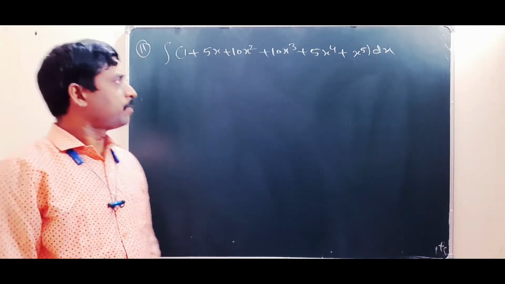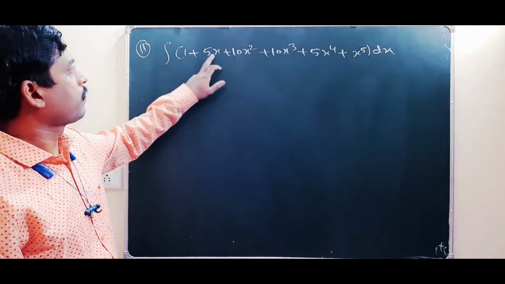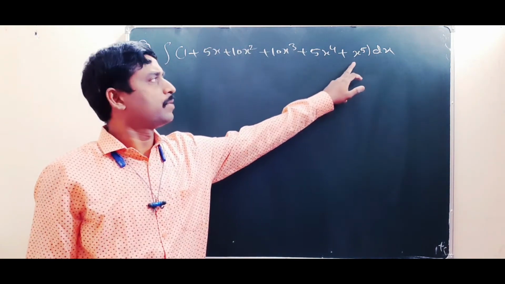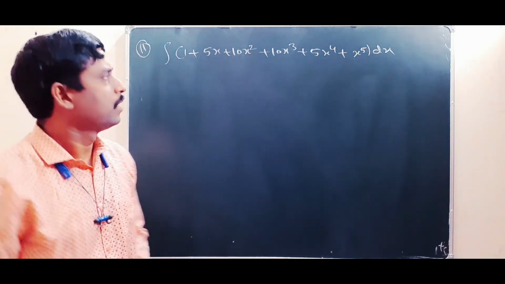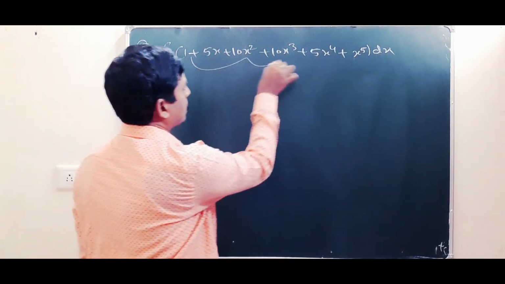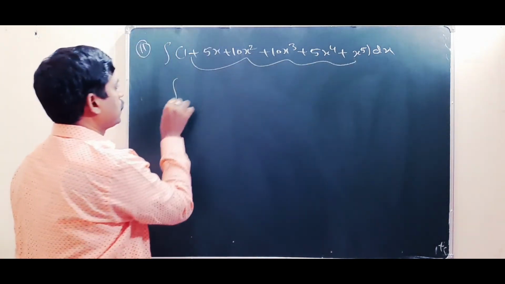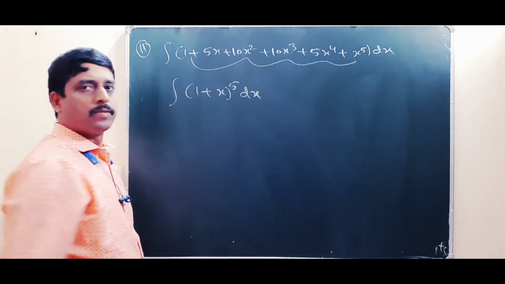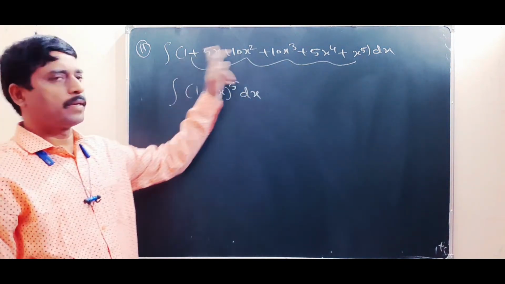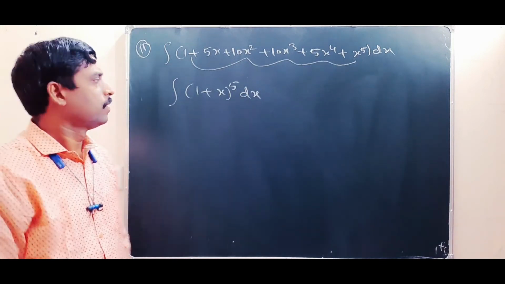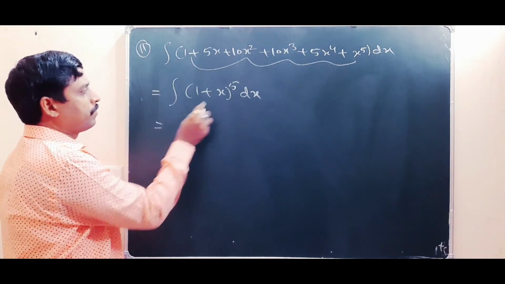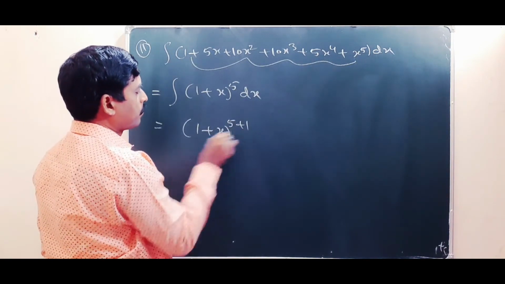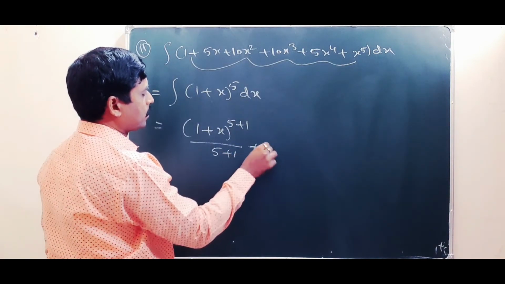Okay, let us go to the next problem. Integral 1 plus 5x plus 10x square plus 10x cube plus 5x to the power 4 plus x to the power 5 dx. This is in the form of 1 plus x to the power 5, a binomial expansion. So we have integration of 1 plus x to the power 5 as 1 plus x to the power 5 plus 1 by 5 plus 1, which is 6. This is the answer.